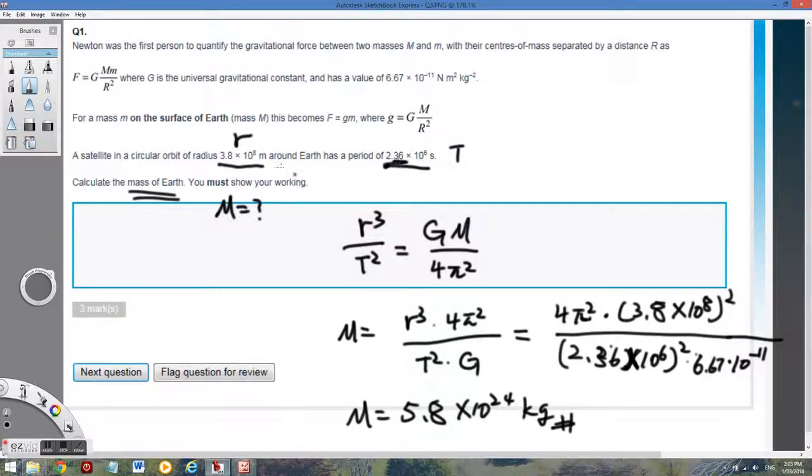Just remember, in this question the period is given in 3 significant figures and the radius is given in 2 significant figures. So when we give our answer, it should be in 2 significant figures only, not 3, because the minimum number of significant figures we have is 2. Our data is only 2, so our calculation is only 2 significant figures accurate. It cannot be 3.